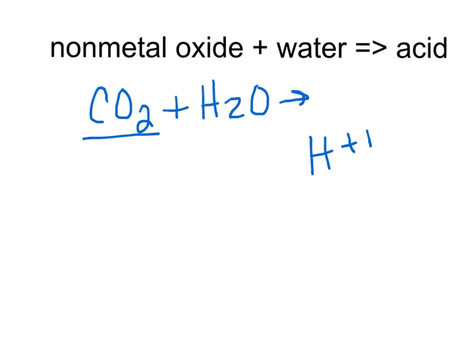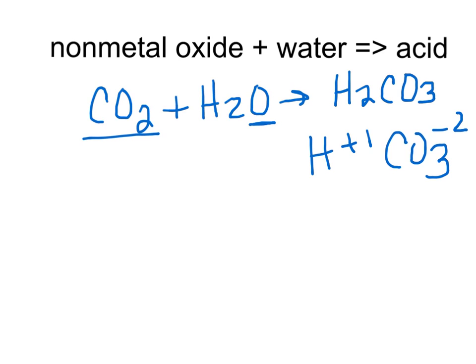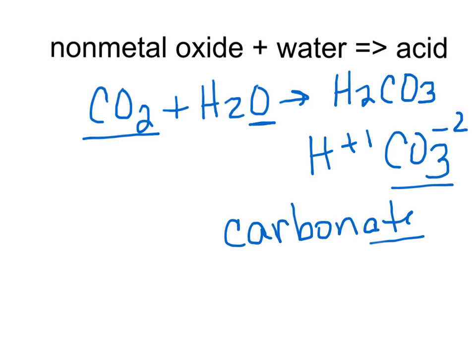And if you look on the reactant side, you have CO2 and another oxygen. That would give you CO3, which is the polyatomic carbonate. So to cancel those charges, you would have H2CO3. And to name the acid, if this is carbonate, any polyatomic that ends in ATE, when it's in an acid, you change the ending to IC, so it would be called, instead of carbonate, carbonic acid.